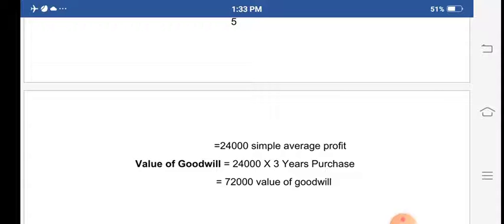Like this you have to solve the problems for 5 marks. It's also very important for your exam. It will cover 5 marks, otherwise it may be asked for 2 marks, such as what's the formula for the value of goodwill, or what's the formula for the simple average profit for ascertainment purpose. Just prepare it.